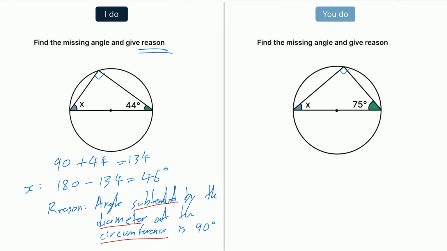We've got a diameter. It creates an angle at circumference. So that's going to be 180 take away 75 plus 90. Take away sign there. That gives you 15 degrees. And remember, I'm not going to write the reason out here, but you must write the reason to get the second mark. Otherwise, you lose it.